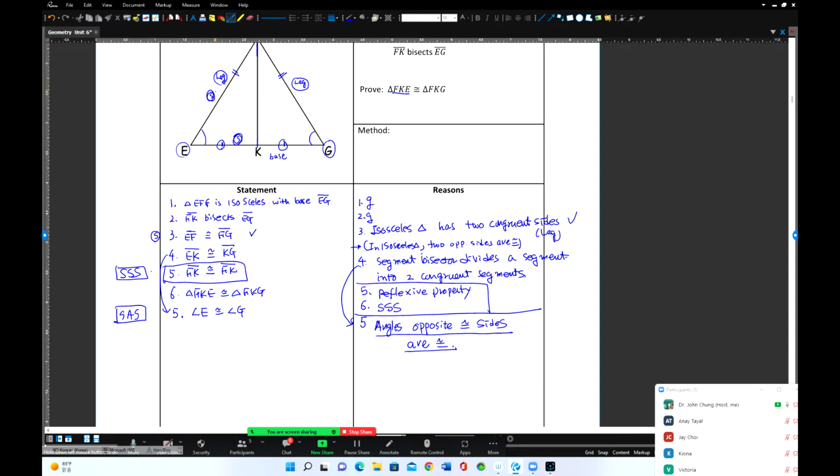All right, now we got what? Side angle side. Now you can go the same as this one: triangle FKE congruent to triangle FKG. The reason is side angle side. So there are two different ways. You can go side, side, side, that's the easiest way. Also, you can go side angle side too, using the property of isosceles triangle.